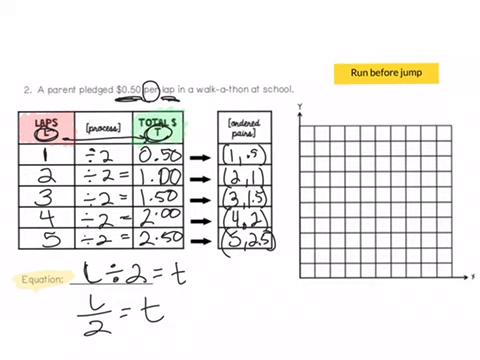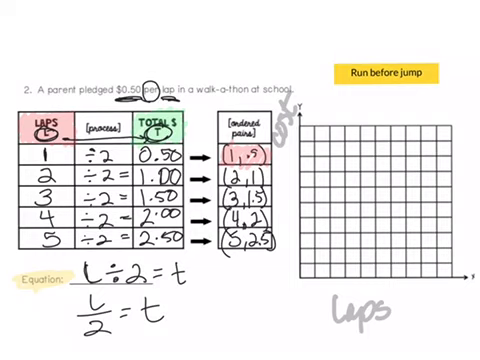So now I'm going to take my ordered pairs and I'm going to make my graph. I need to look at what values I'm working with. So here's my first value, and I actually want to label my coordinate plane. So the first value represents laps. That's going to be the title of my horizontal axis, and then the vertical axis is the cost.